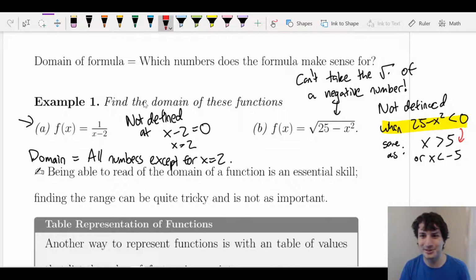For now, we're going to do it in more detail later. So 25 minus x squared being less than 0 is the same as x being bigger than 5, or x is less than minus 5. And that's when the function is not defined because you can't take the square root of a negative number. So what is the domain of the function?